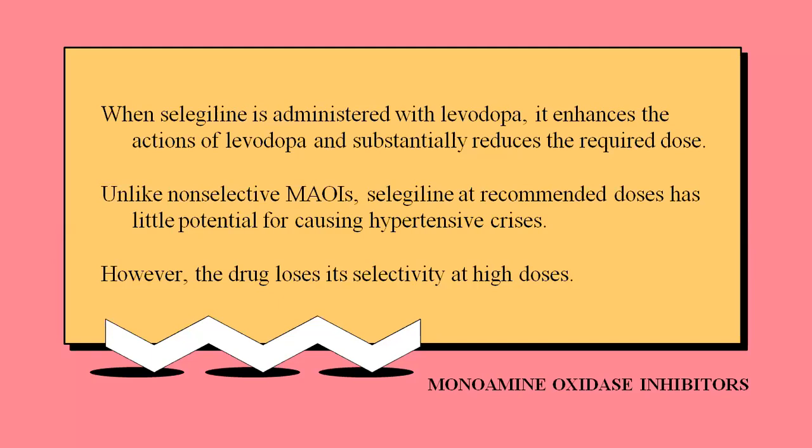We just studied the drug interactions, that MAO inhibitors should be avoided with levodopa, right? But since selegiline has little potential for causing hypertensive crisis, it can be prescribed along with levodopa and carbidopa.